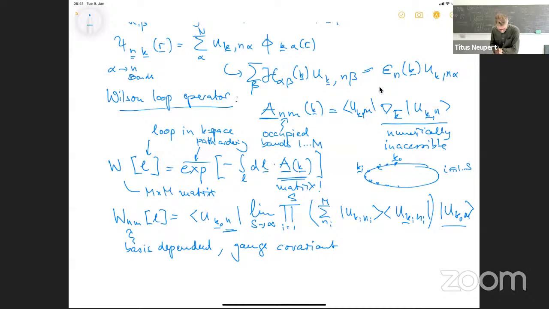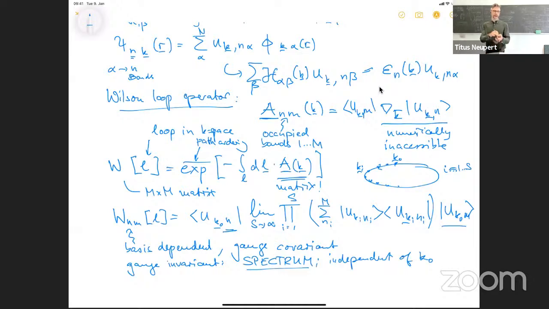Now, what is gauge invariant about it? What's gauge invariant is the spectrum. Yeah, so that's important. And that's even independent of k zero. That's also important to know. So where I pick this base point, it doesn't matter.